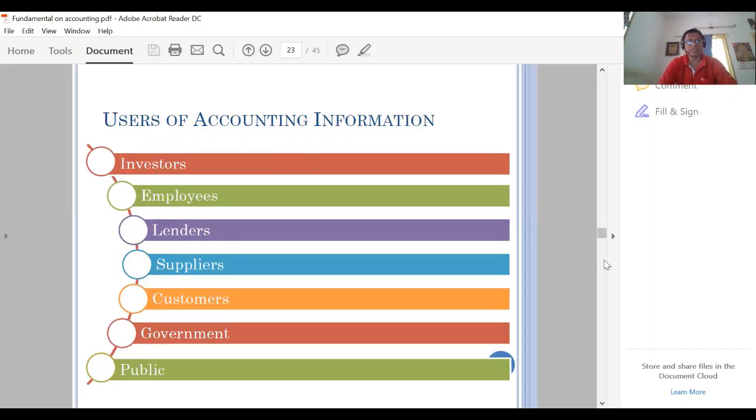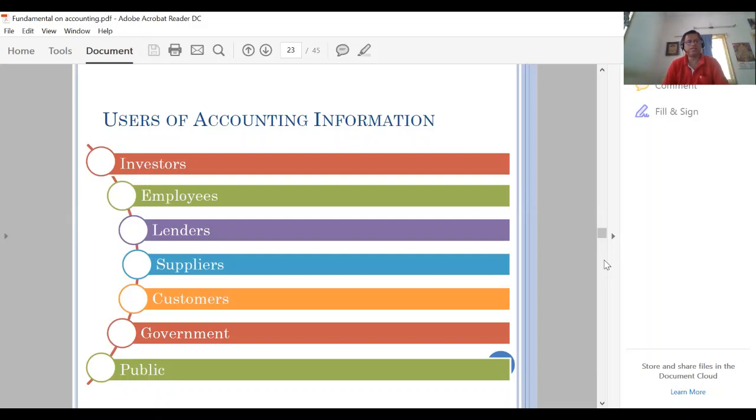Who is the user of accounting information? Investors, basically those who want to invest in a particular company. The employees of the organization want to know how this company is doing. Lenders, bankers, want to know whether the company is doing well or not, whether we can invest in this company. The employee wants to know whether my own organization is doing well, and suppliers want to know, can we supply goods on credit or not. Customers want to know whether the company's financial position is good or not, and the government wants to know how safe the company is, and finally the public wants to know.